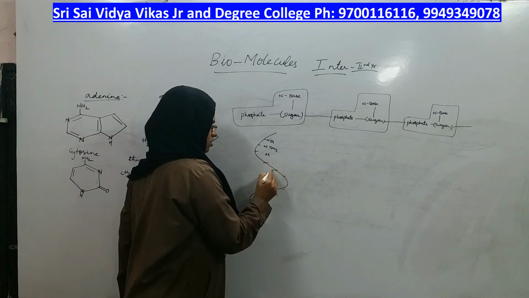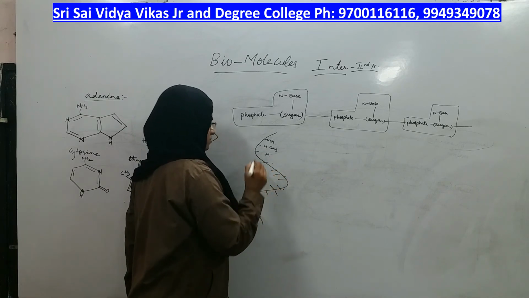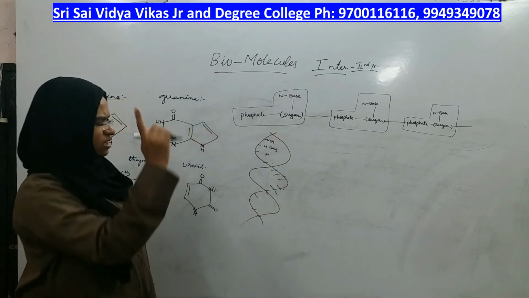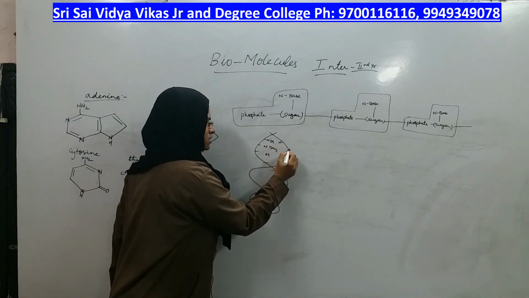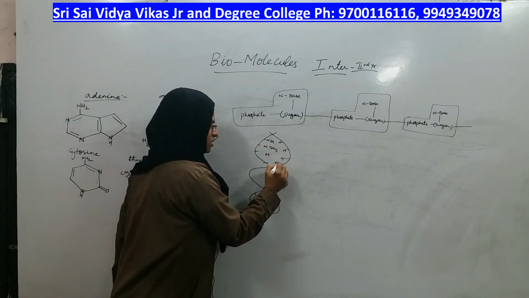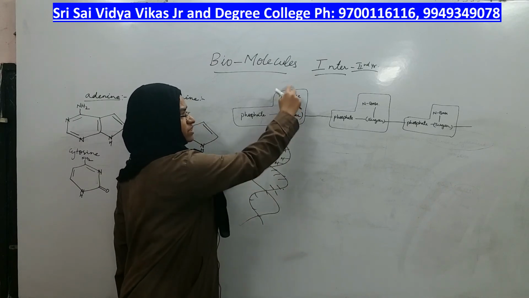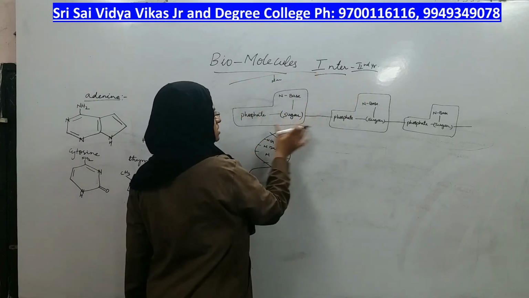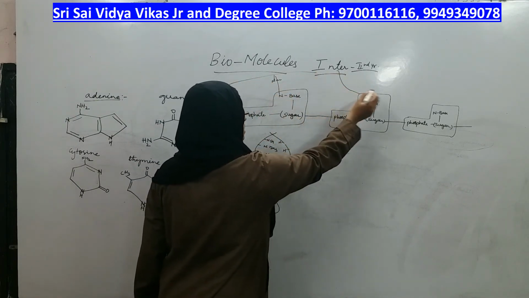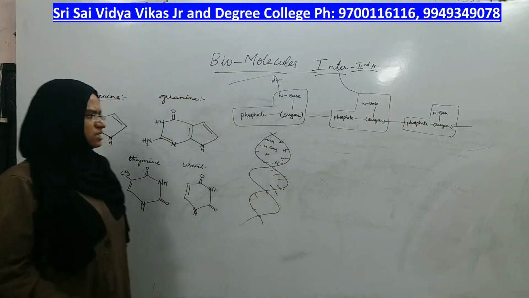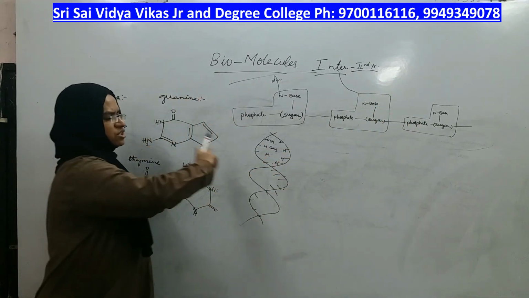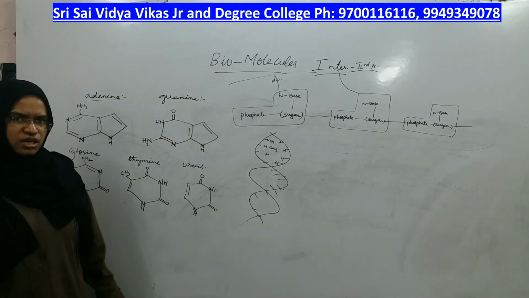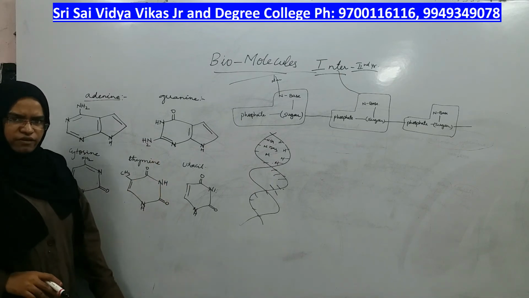Nitrogen bases at the top. In the same way another strand comes, and in that strand also there are nitrogen bases. The nitrogen base of this strand and the nitrogen base of this strand get joined. This is one long chain, this is another long chain, held together in the middle by the nitrogen bases. They are complementary to each other, and that will make the structure of DNA, right?